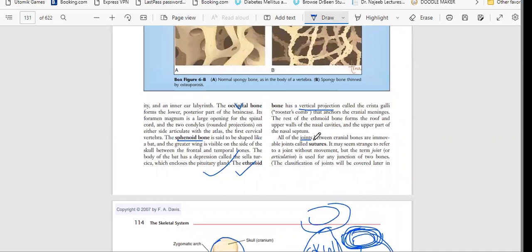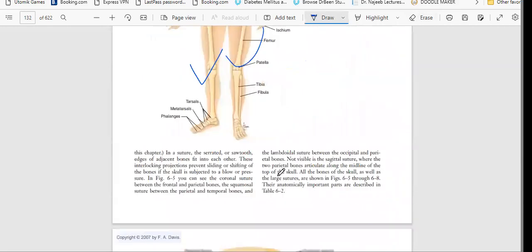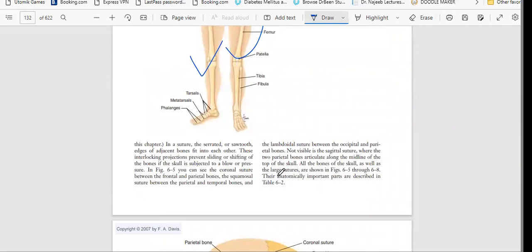Next, the joints between cranial bones are called sutures. It may seem strange to call it a joint without movement, but the term joint is used for any junction of two bones. Some joints don't have movement, like our skull. The skull is a fixed joint, where two bones come together in an immovable joint.